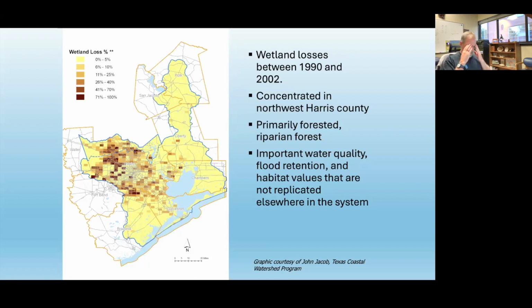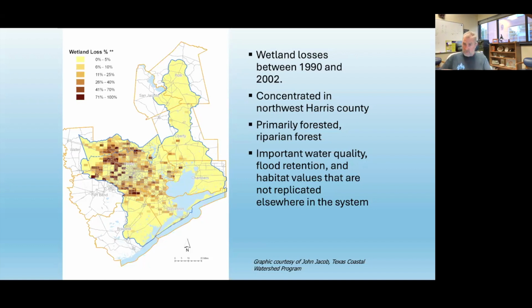A colleague of mine with Texas A&M, the Texas Coastal Watershed Program, John Jacob, did a study. This is a few years old now, but they looked at wetland losses using aerial imagery between 1990 and 2002, so over a 12-year period. They found that the losses in these wetlands were primarily concentrated in these areas identified, and it was primarily to forested and riparian forest wetlands.